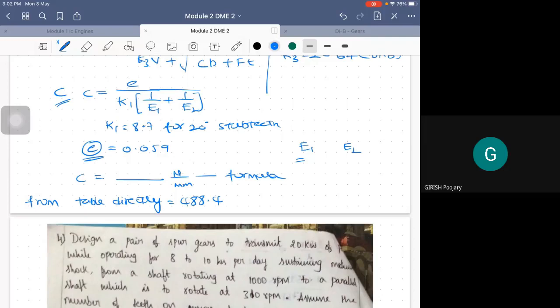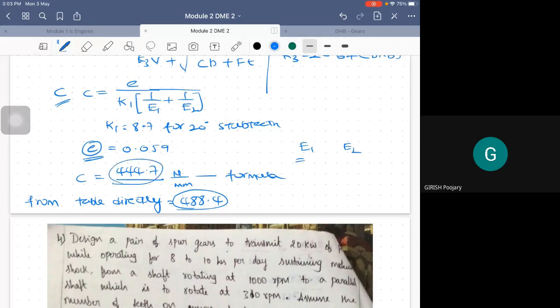I think it's already time. Okay, just give me this value. The C value will end up here, 447 Newton per mm. So when calculated from the table it is 488, whereas when you calculate it from the formula, it is 444.